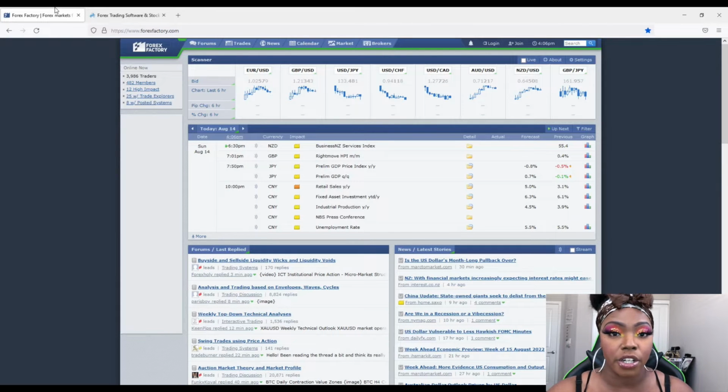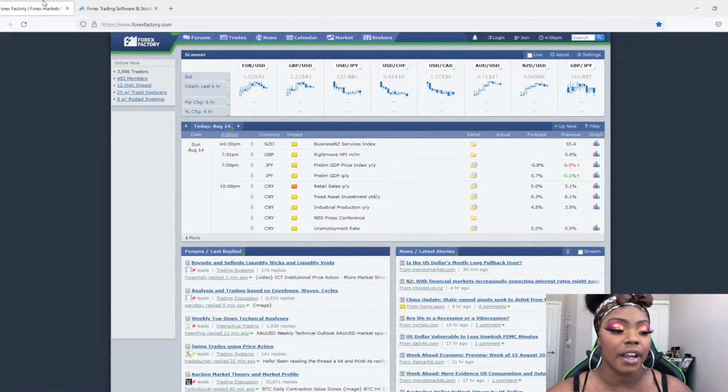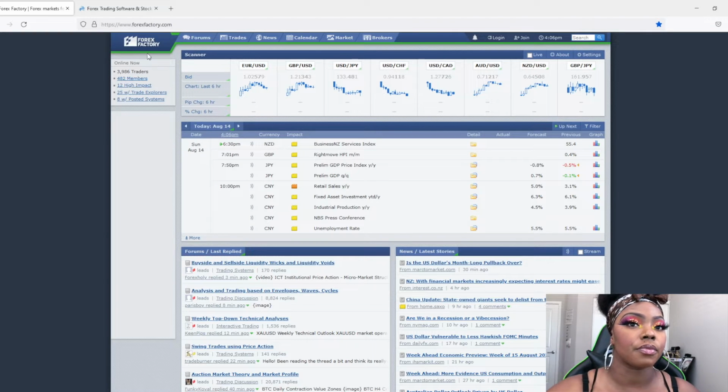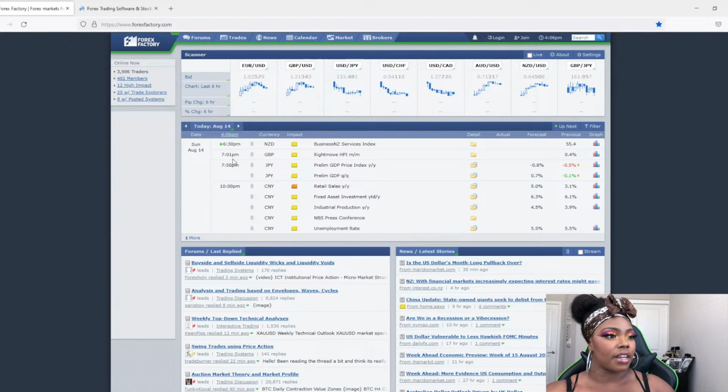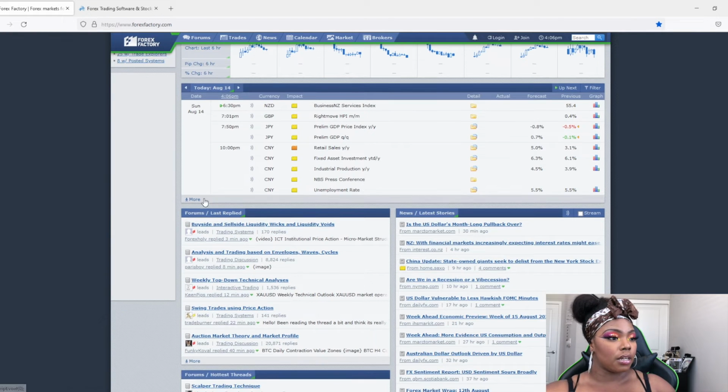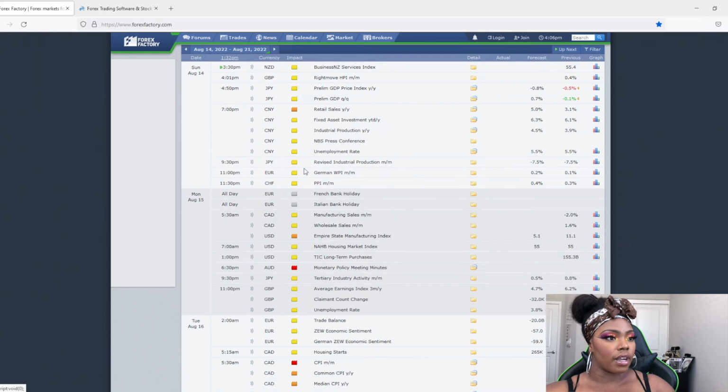Again, I use Smart Trader when I'm marking up my charts, and for anything news related for the market, I use the Forex Factory. So that is where we're going to go. Cool, so the Forex Factory, let's look at what's going on today. Today is Sunday the 14th. We got nothing.